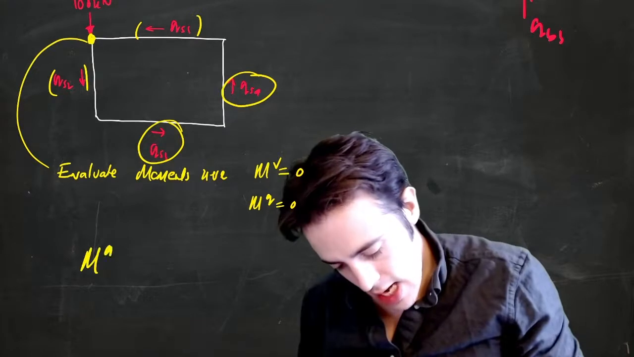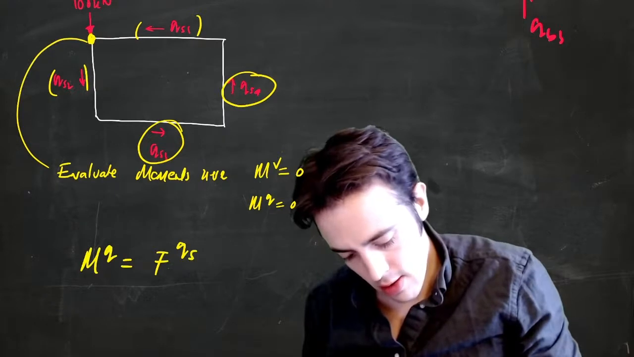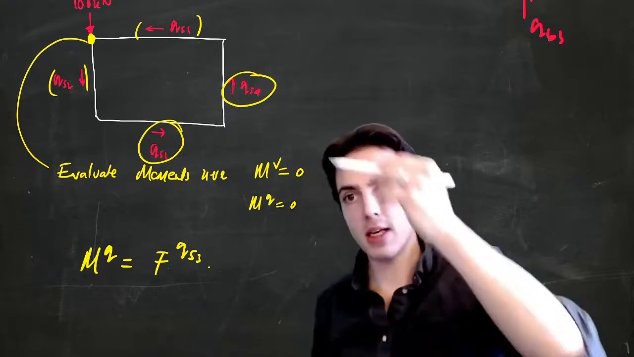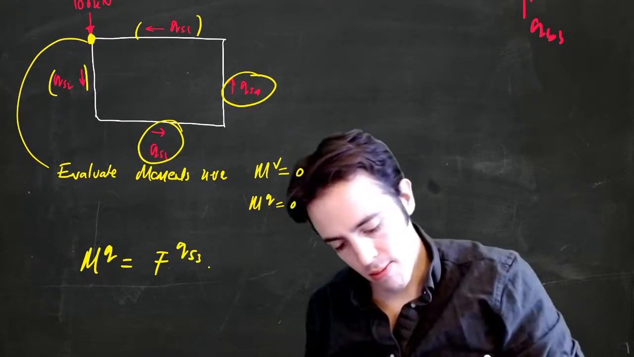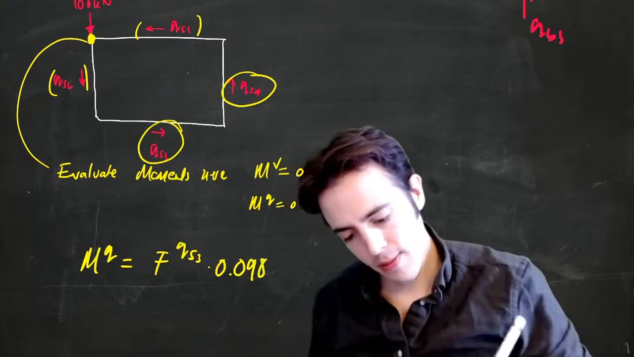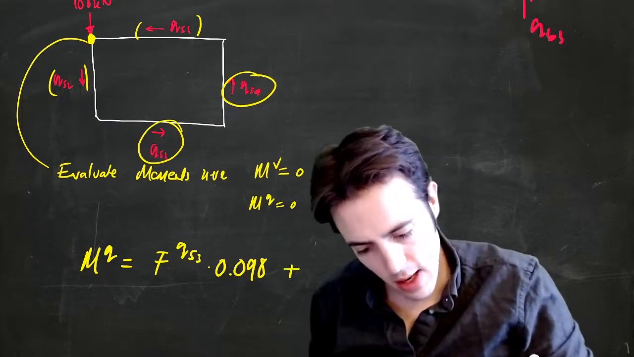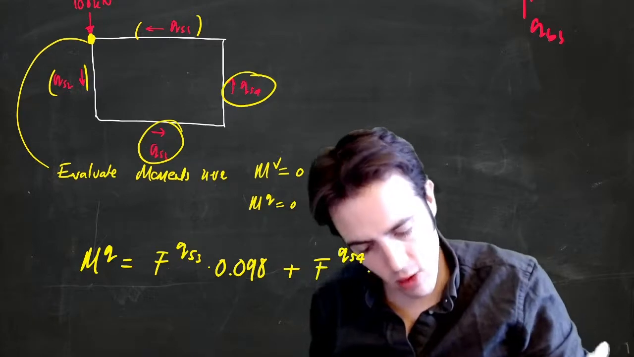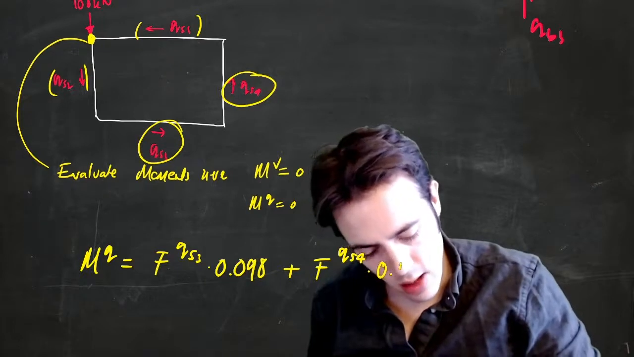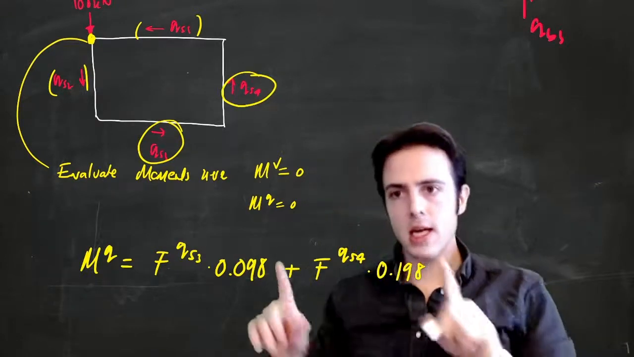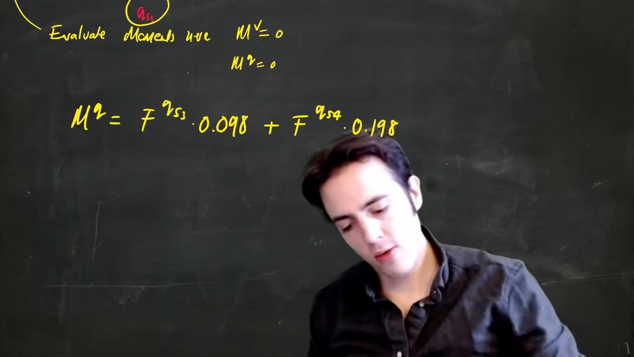MQ is equal to the force due to QS3 multiplied by the vertical separation, or the moment arm, which is 98 millimeters. Let's write this in meters, 0.098. That's going to provide, let's say, a clockwise moment. Let's just treat clockwise as the direction for this one, plus F due to QS4 multiplied by the horizontal distance, which is going to be 0.198.